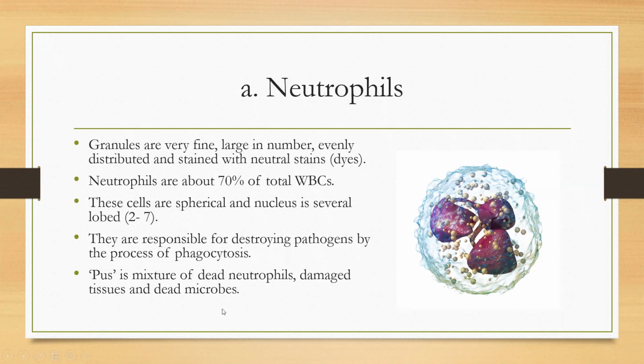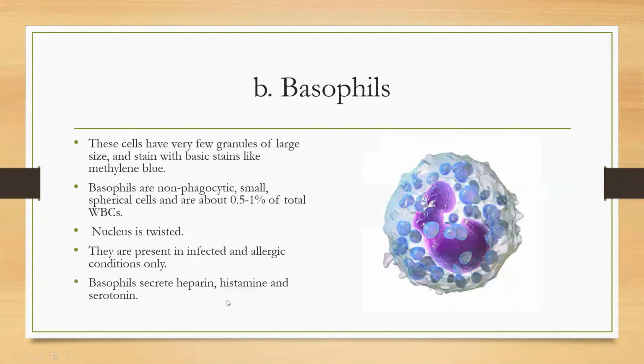Now, pus is a mixture of dead neutrophils, damaged tissue, and dead microbes. You must have experienced pus many times, through pimples. So what actually is that pus? It is a mixture of dead cells. Even if you have a wound, if you fall down, you can see accumulation of pus. It is a mixture of dead neutrophils, damaged tissue, and dead microbes.